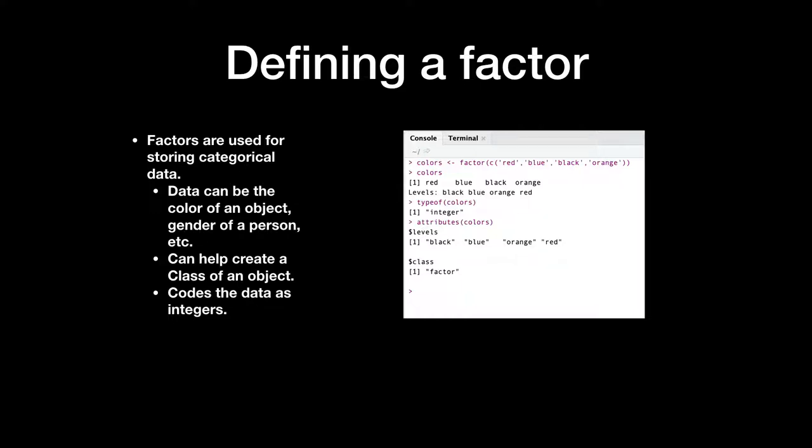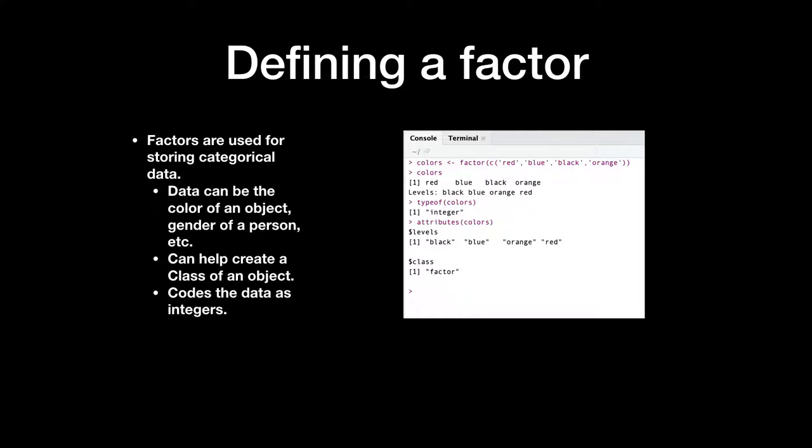So if we take a look here on the right, we have a vector that we use the function factor around to make it into the object factor. So we print out colors and you see that they are returned red, blue, black, and orange. Something very important that's specific to factors is that when they're returned, you will see them referred to as levels. So data can be assigned to black, blue, orange, or red. But if we try to get the type of it, it is actually an integer.